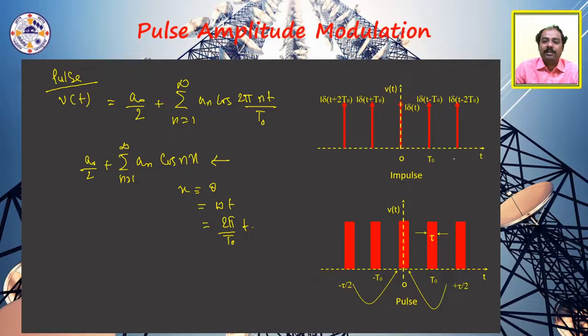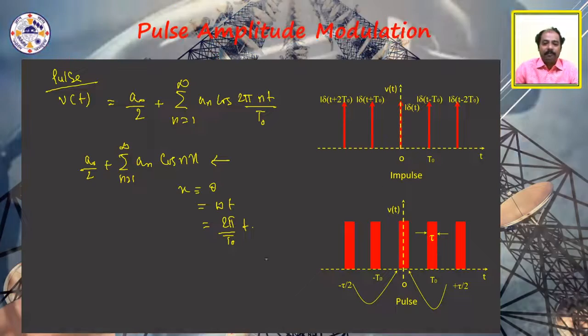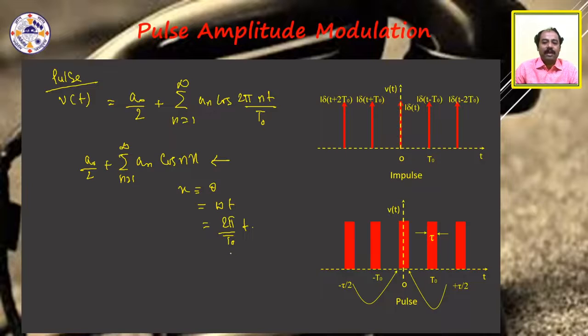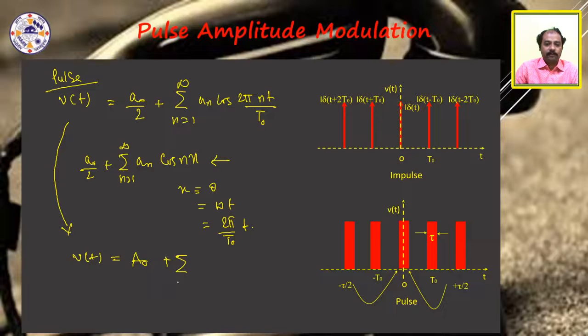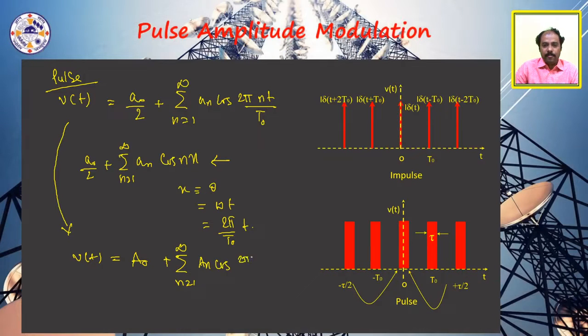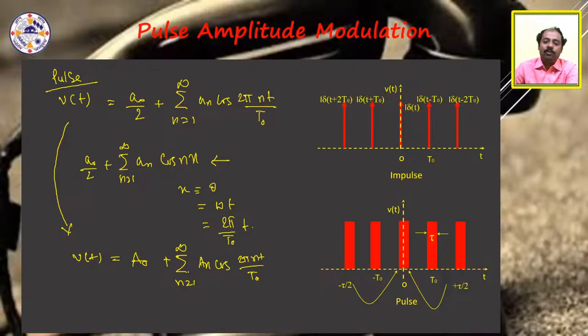We have considered here that the variable is t and the time period of this pulse as t0. Fine. So I can write this pulse as v function of t, that is equal to A0 (capital A0 is equal to small a0) by 2 plus summation over n equals 1 to infinity capital An cos 2 pi nt by t0. Fine. So this is the expression of the pulse. So what are the values of a0 and an?